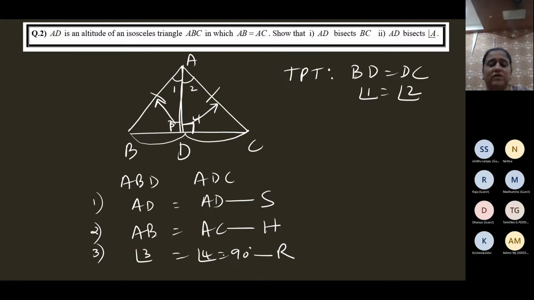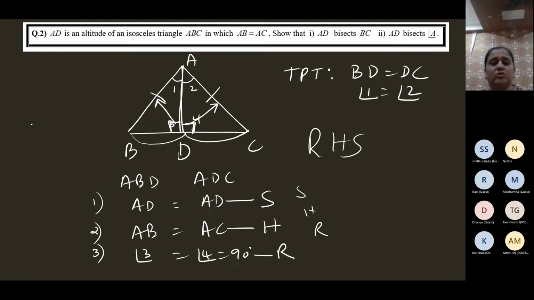Correct. So angle 3 is equal to 90 degrees because AD is perpendicular. AD is the altitude, so this is 90 degrees. So angle 3 is equal to angle 4, 90 degrees, right angle. AB is equal to AC, hypotenuse equal in both the triangles, H. And some other side, AD is equal to AD. So by RHS rule, it's not SHR, children. You can write it in this order, but it is RHS. By the RHS congruence rule, the two triangles are congruent.